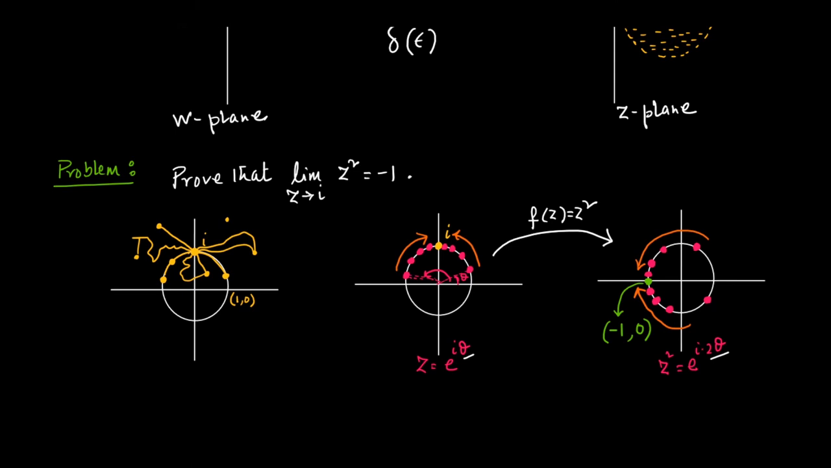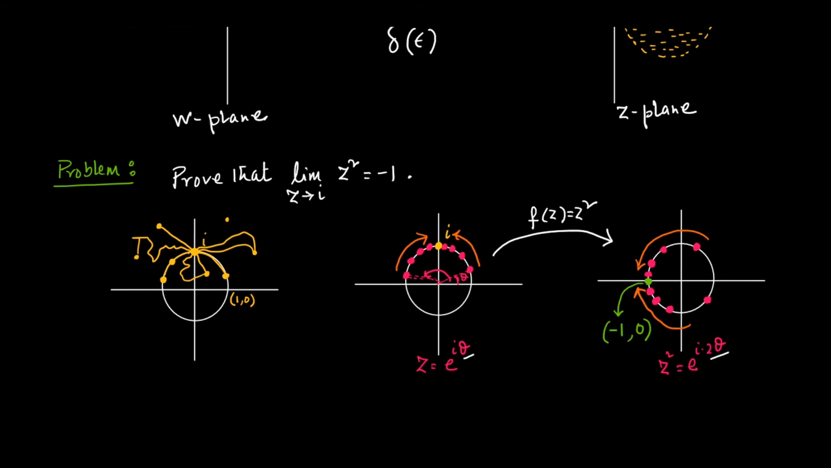So whenever z approaches I, the functional values of f(z) for all those z's will approach -1. Can we say on the basis of this that the limit as z tends to I of z squared equals -1?